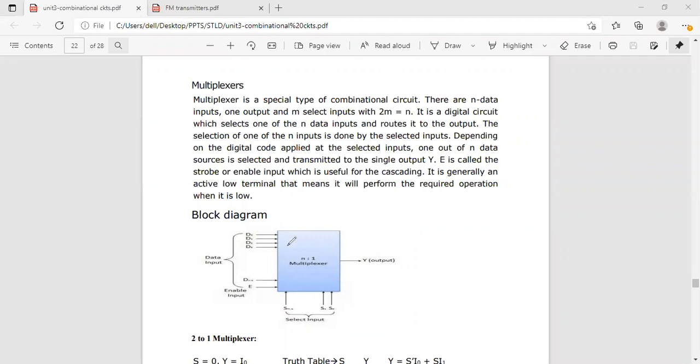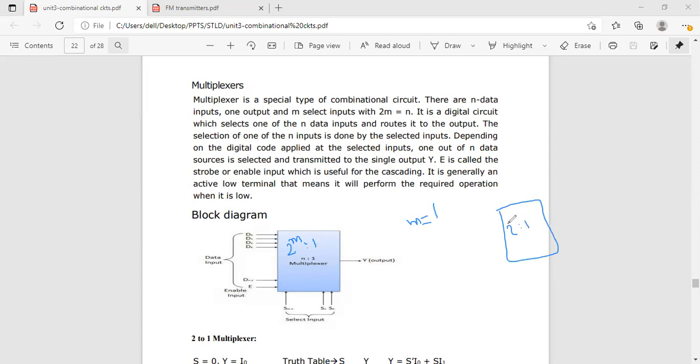For this multiplexer, we have 2 power m data lines or input lines, m select inputs and only one output. Depending on the select input condition, it selects one of the inputs at its output. That's why it is called a data selector. The size of the multiplexer is 2 power m to 1. If you substitute m equal to 1, the size of the multiplexer is 2 to 1.